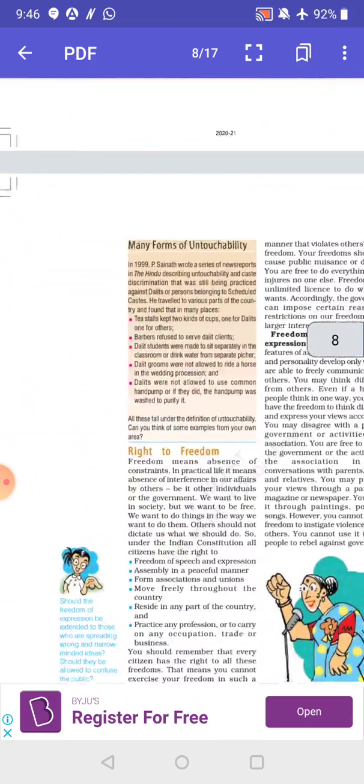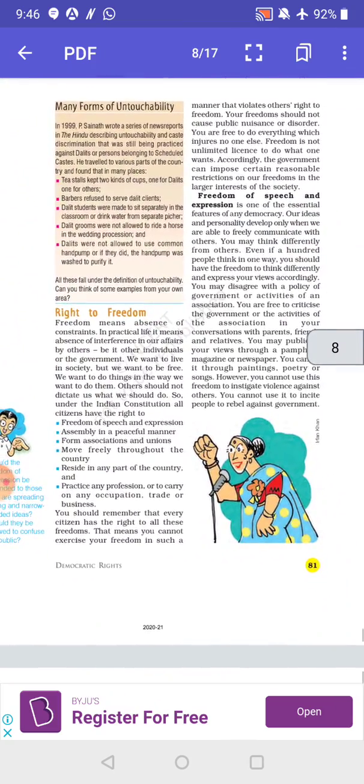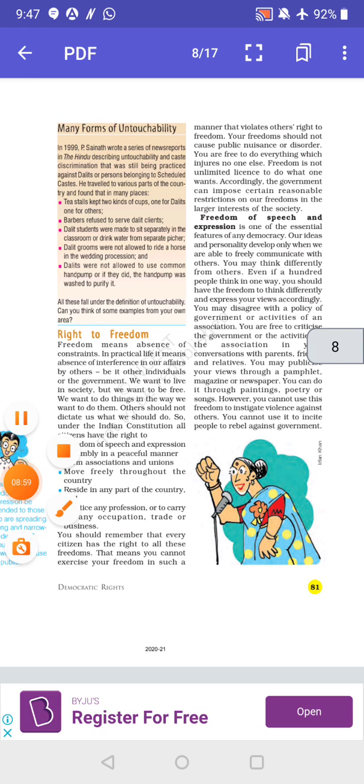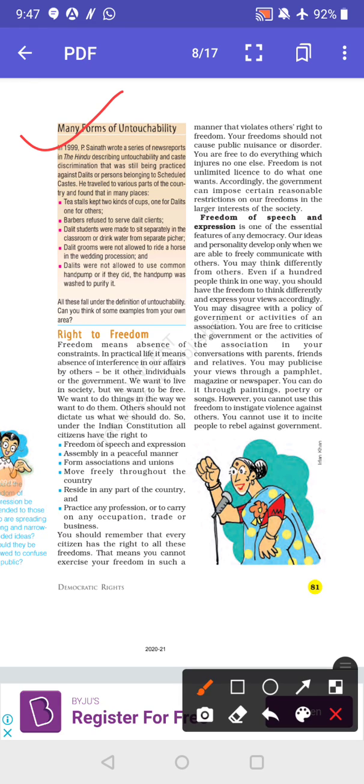Now moving to this block, you have to read this box on your own, and many forms of untouchabilities are given here. It is a newspaper report of 1999 where different incidents are described which show how untouchability and caste discrimination was being practiced in our country, and what sort of treatment and behavior was being shown to the Dalits or the people belonging to the scheduled caste or scheduled tribe.